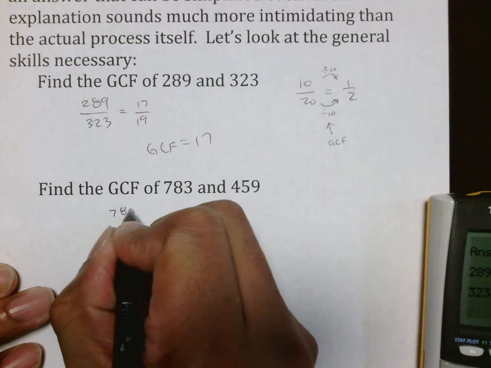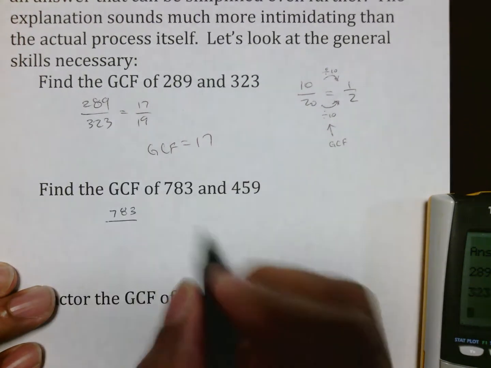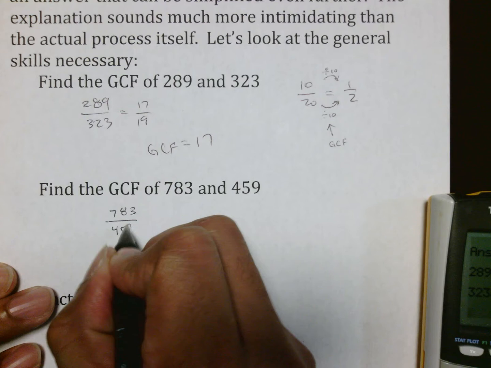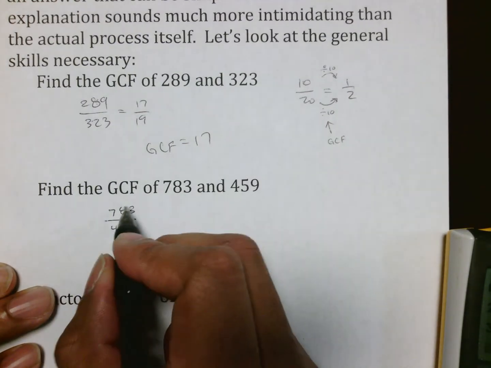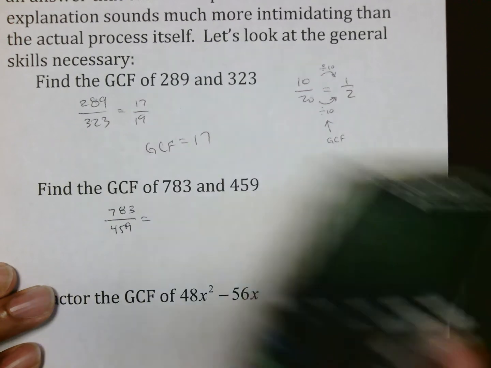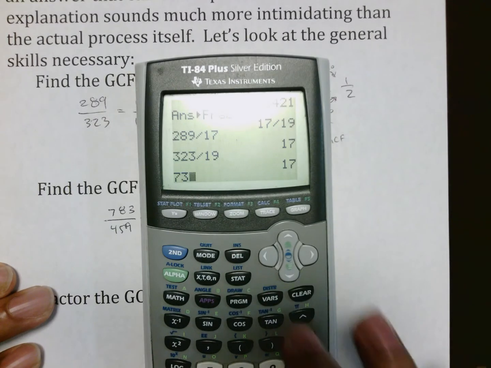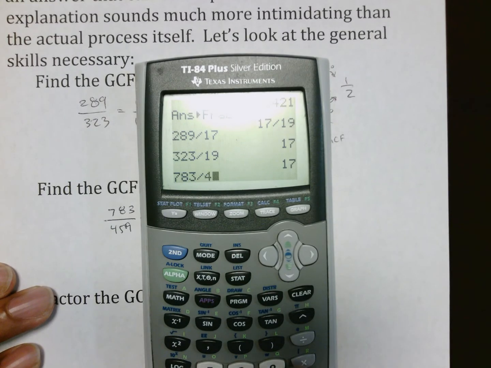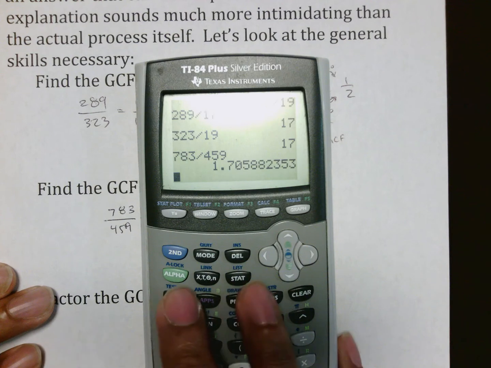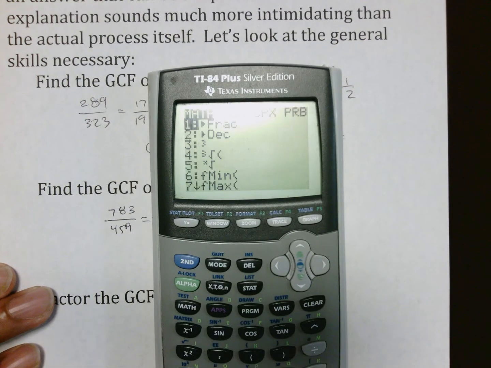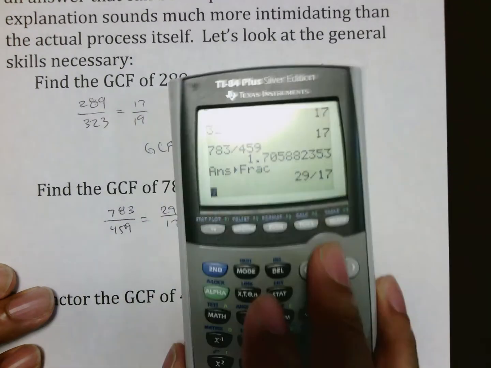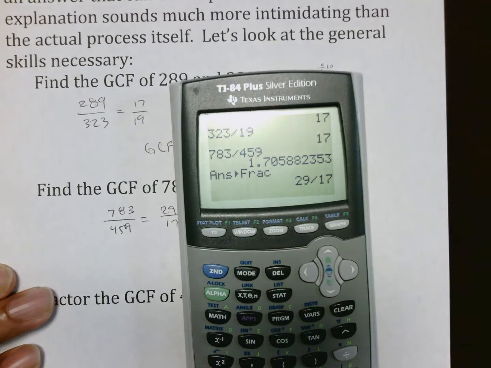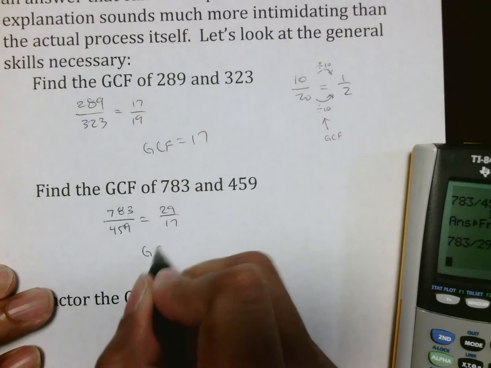Again, if you're going to find the GCF of these two, you don't need to type in or write the fraction, because you can actually do this without writing the fraction. But for the sake of your notes, I suggest you do this. 783 over 459, 783 over 459 equals, and then the general phrase is math enter enter. So math enter enter turns into 29 over 17, and then again just take the first number divided by the first number and get the answer of 27.